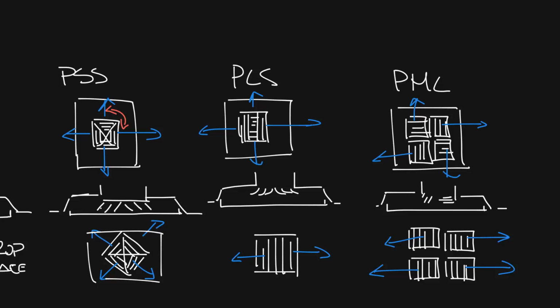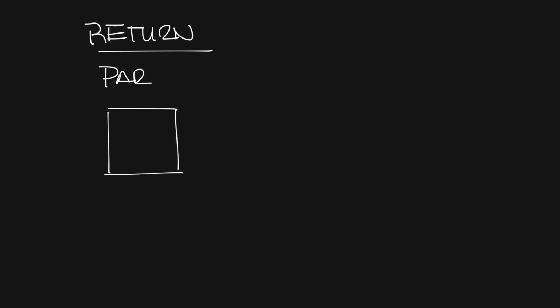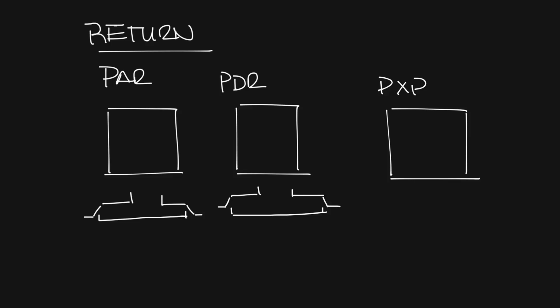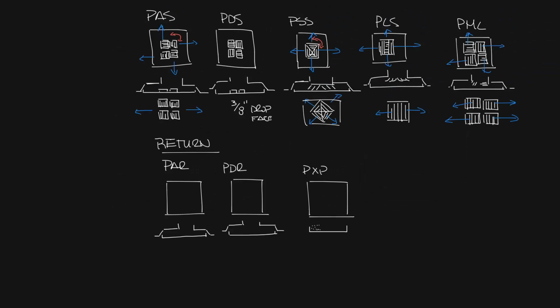Now let me move this out of the way so we can talk about the returns. So for perforated return diffusers, we have the PAR and PDR, which are basically the PAS and PDS without the deflectors, so they would look just like this. You would just look up and see the perforated face. We also have the PXP. The PXP is just the perforated screen without the metal edge. So it just sits in the tile, and then this whole thing would be perforated.